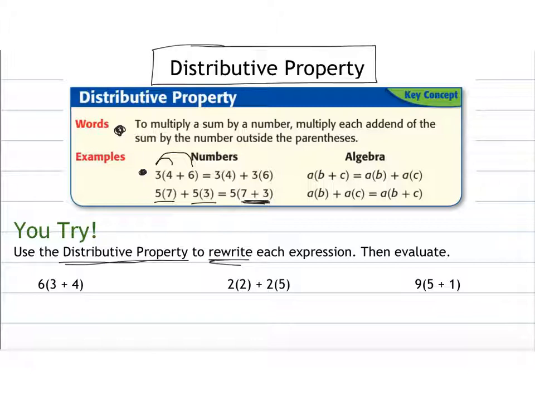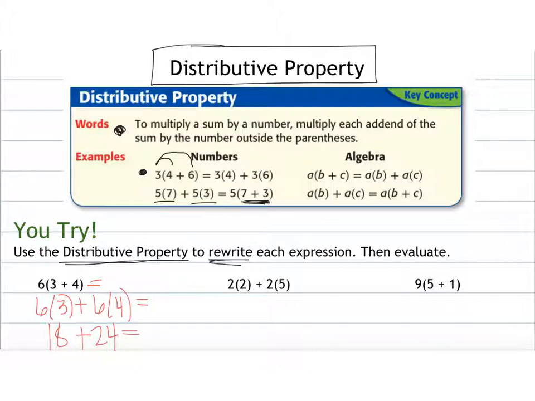6 times 3 plus 4. Obviously we know that by order of operations, we would add inside the parentheses and then multiply times 6. Most of the time, the distributive property helps us with bigger numbers, where it's easier to split it up. Starting with a really basic problem, instead I would do 6 times 3 and 6 times 4, and then add them together. So 18 plus 24.